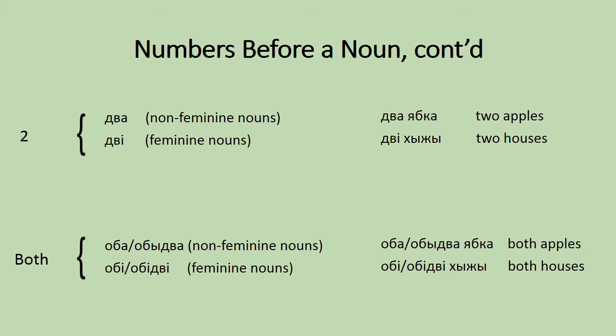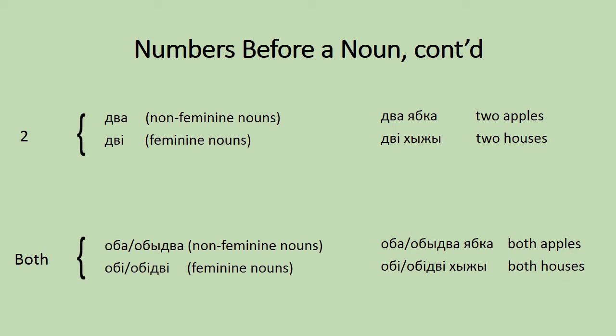In addition, the Lemko word for both follows the same rules for the number 2 when a noun follows. Oba. Oba, or alternatively, obydwa. Obydwa is used for any noun that is not feminine. Oba jabłka, or alternatively, obydwa jabłka. Both apples.